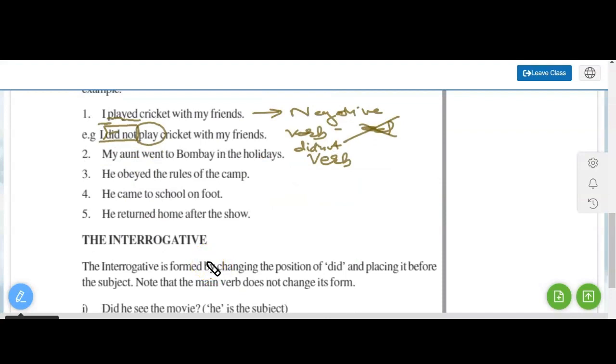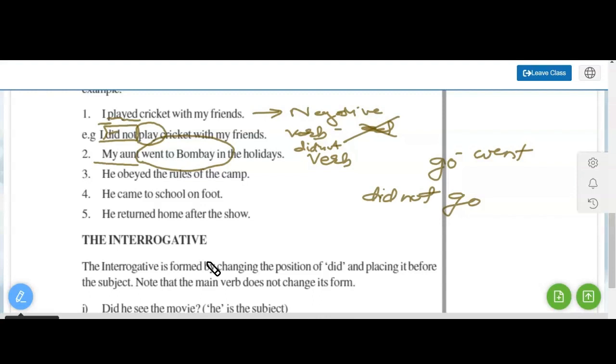My aunt went to Bombay in the holidays. So you have to convert it to negative sentence. So my aunt went to Bombay. So you have to say did not go. So here, what is the first form of went? Go. Go is the present, went is past. So go is the first form of the verb. So here, my aunt did not, the word should be did not. That makes it negative, and then use the first form, did not go to Bombay in the holidays. Okay, so that is the second thing.